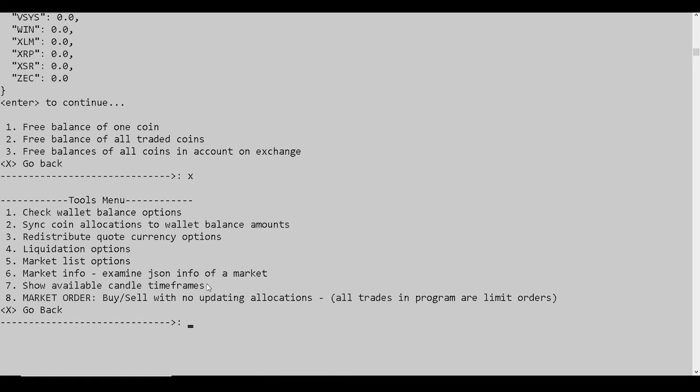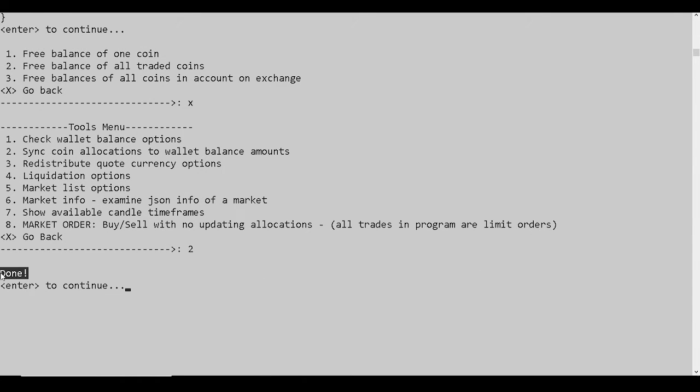I'm not going to go into number 2 because, well, actually, let's do it. Do I have a fix there? Done. Okay, so it did it. Whatever the coins were, if there was any slight discrepancy, they are fixed now, and the allocations of the coins perfectly match what's on the exchange in my wallet balance.